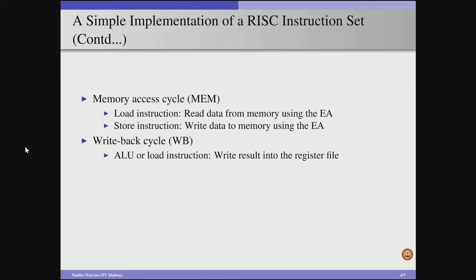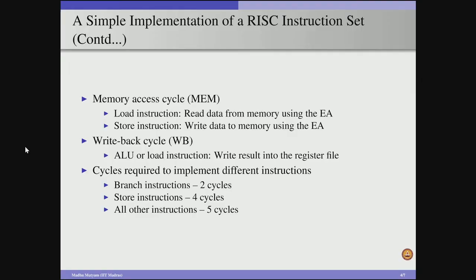And this write back cycle will perform the actual write to the register for both the ALU operations as well as the load instructions. For the ALU operation, we know that the execution of an ALU operation is performed in the execute stage, but the actual writing to the register will happen in the write back stage. So effectively, in this 5-stage instruction pipeline for RISC instruction set architecture, branch instructions take 2 cycles, store instructions take 4 cycles, and all other instructions take 5 cycles for our simple 5-stage pipeline of RISC instruction set.